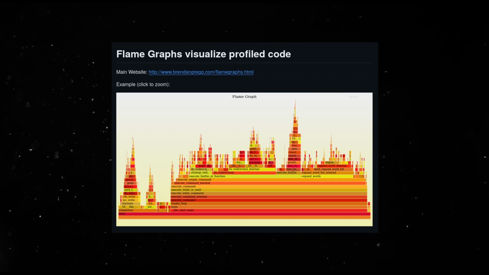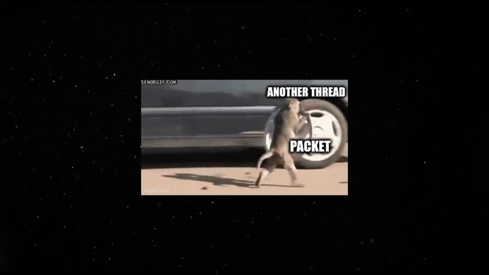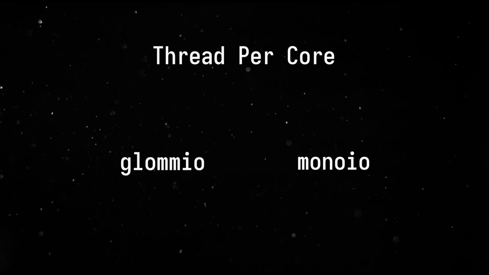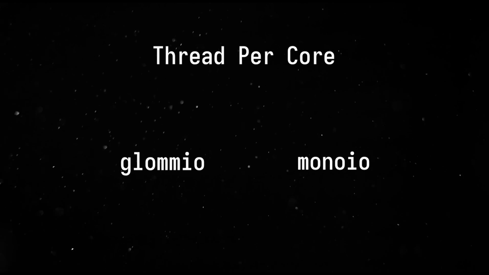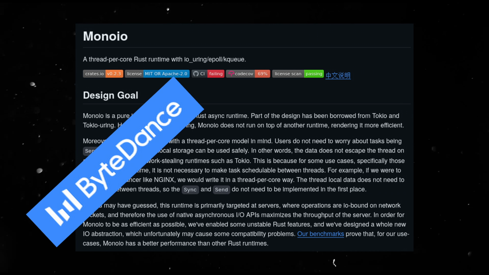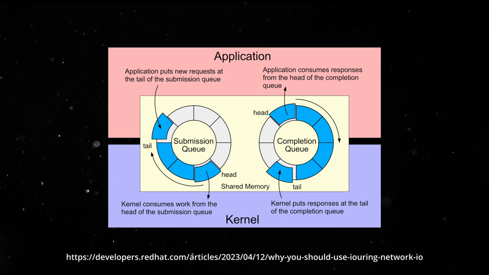Cargo flamegraph can tell you where your program is spending its time. Running a client and server with flamegraph, we can see that at this point, most of the time is taken up by the Tokio scheduler. Work stealing might not be the best idea for this use case. This is where I think Rust has a definite advantage over Golang. We can choose our runtime and switch to a thread-per-core runtime, something like Glommio or Monoio. Monoio is a thread-per-core Tokio alternative from ByteDance, the guys who made TikTok. It uses io_uring for tackling async syscalls.